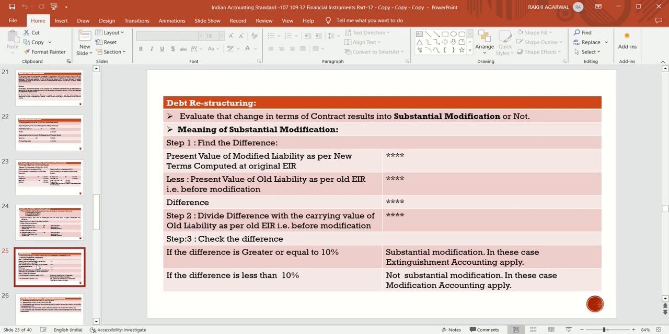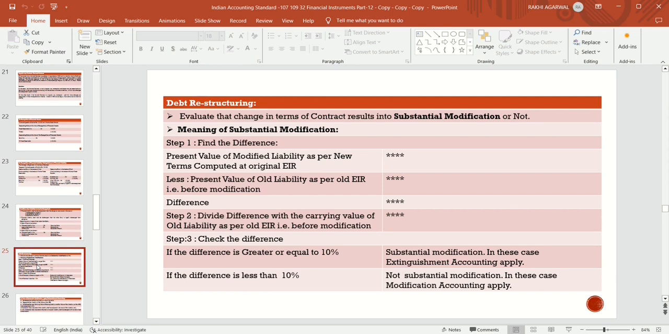Suppose Mr. X has taken a loan from a bank for 10 years, and Mr. X has modified or restructured the period, that is, from 10 years he reduces the period of the loan, like from 10 years to 8 years, or he increases the interest rate, or he increases the EMI. Restructuring happens, and we have to evaluate whether these changes result in a substantial modification or not. So how will we evaluate?